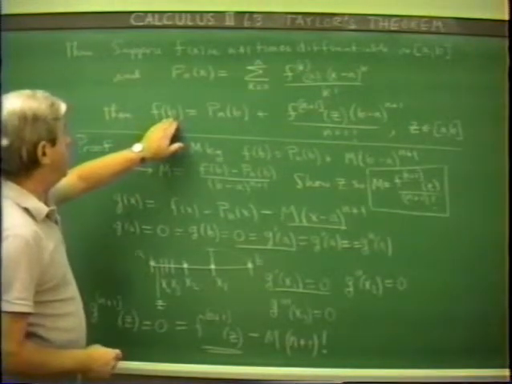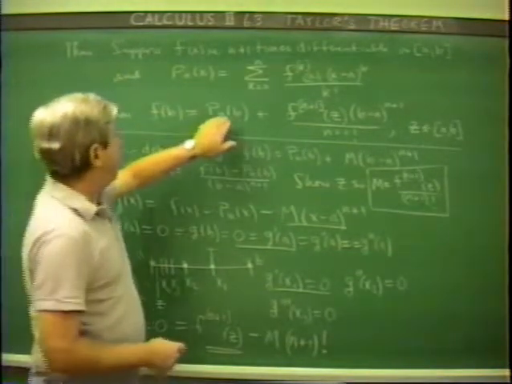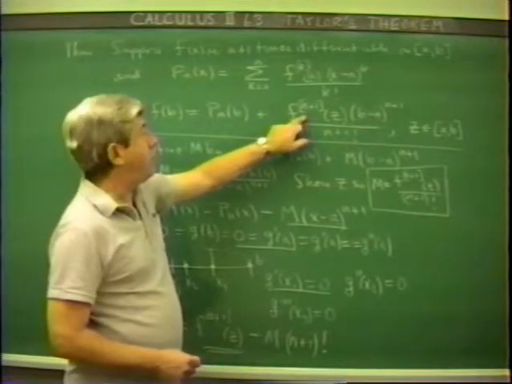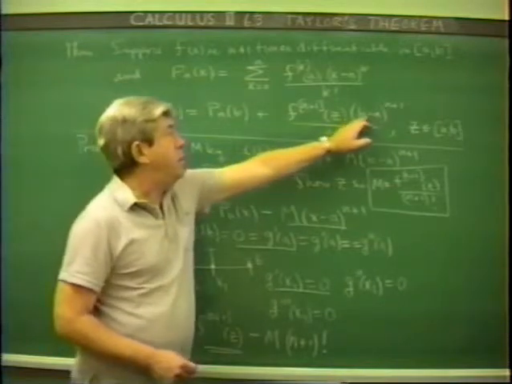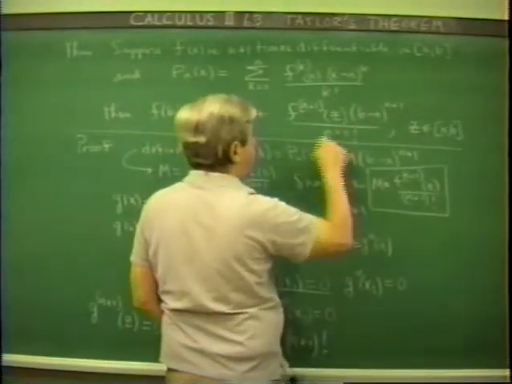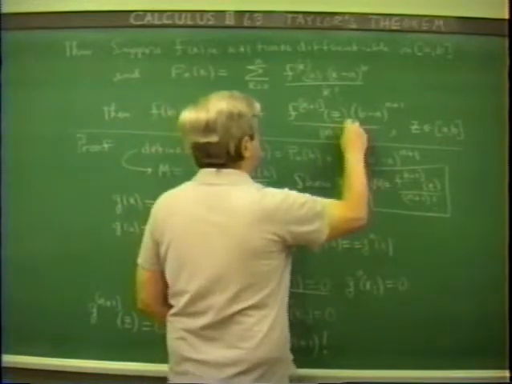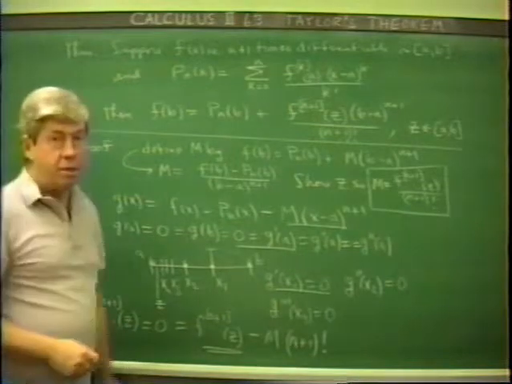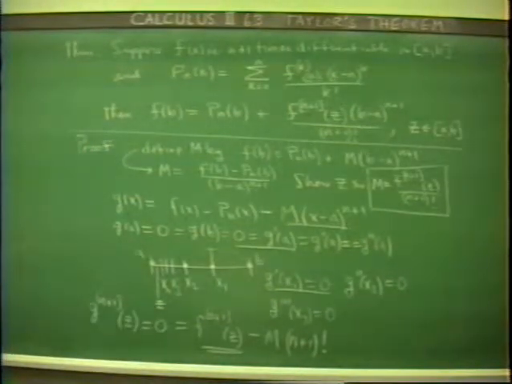So that says, how bad is the approximation? It's no worse than this. F of b is approximately Pn of b. The error term here is given by how big the n plus first derivative is at z, times b minus a to the n plus 1. If b minus a is small, that's going to be a small number when you raise it to the n plus 1 power, over n plus 1 factorial. So that's Taylor's theorem.